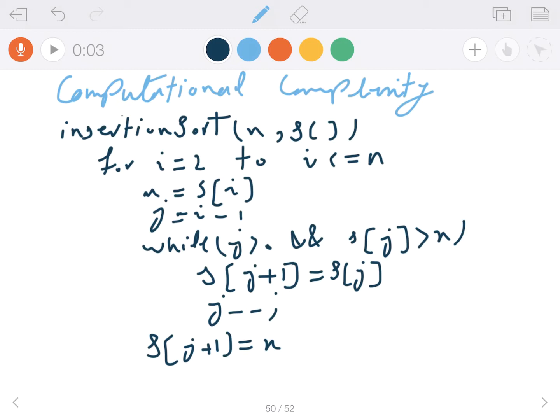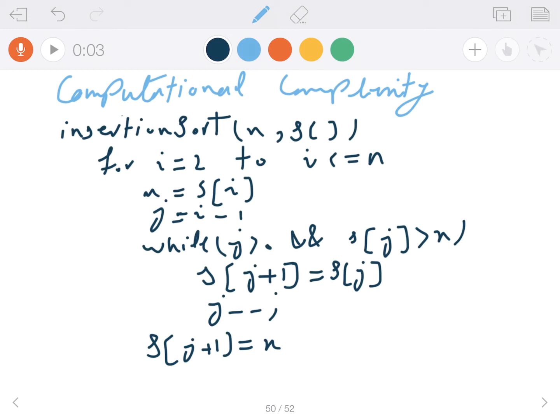So here is the pseudocode for the insertion sort, and for the sake of simplicity, we chose the first index as 1 and not 0. So here we have an array S, and we have a number that is the number of items that we have in the array S, that is n. So that's the algorithm: for i equal to 2 to i less than or equal to n, where n is the last item in the array.